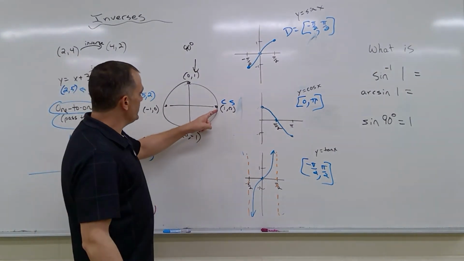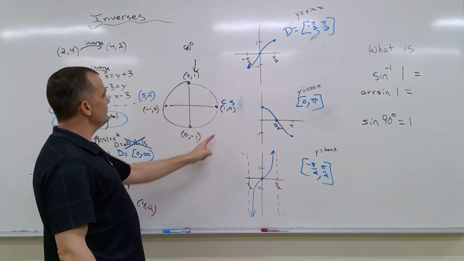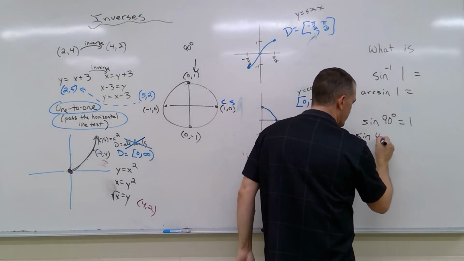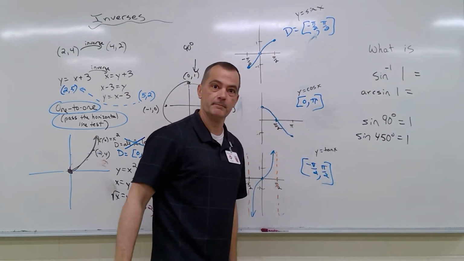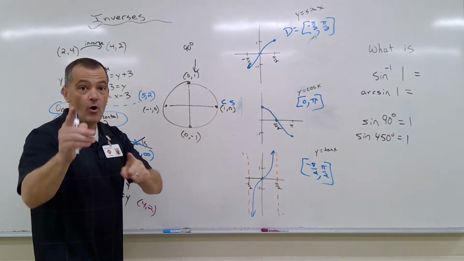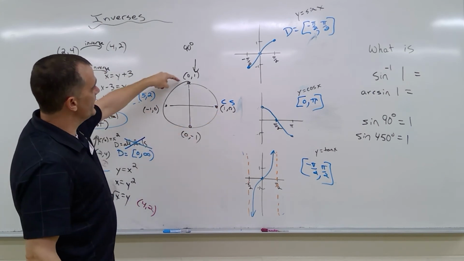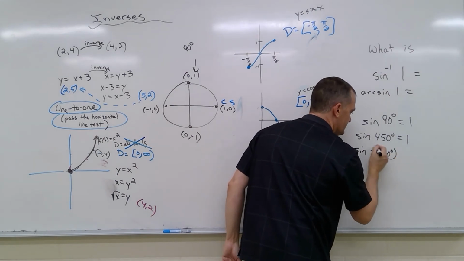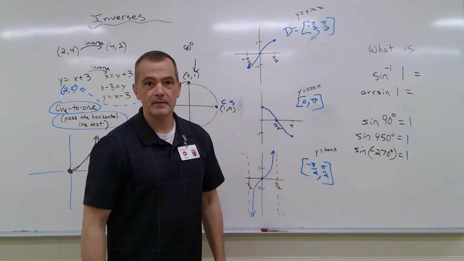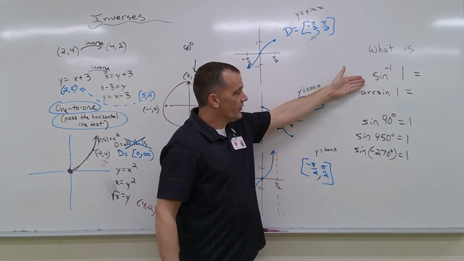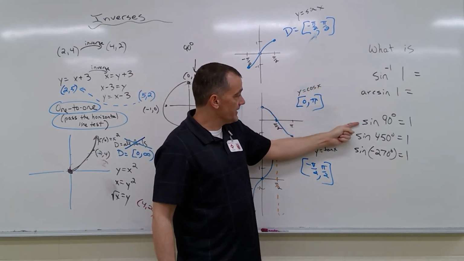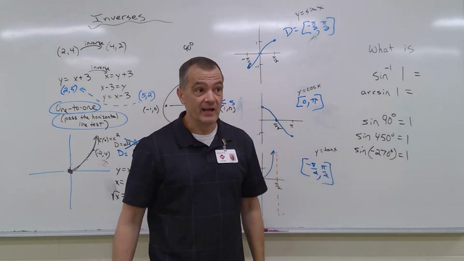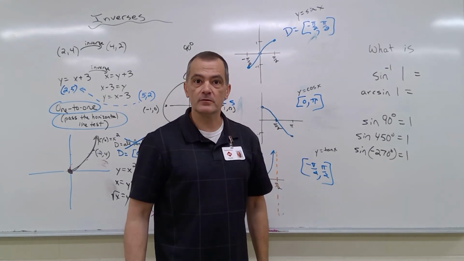But wait a second. We could also go around here to 90 and then do another 360 to it. So that would be the sine of 360 plus 90, which is 450 degrees, is also equal to 1. And then we could add another 360 to it. Or I could go here and go this direction, negative 270 degrees. The sine of negative 270 degrees is also equal to 1. So you're sitting there going, so there's more than one answer to this, because the sine of 90 is 1, the sine of 450 is 1, the sine of negative 270 is 1. No, there's only one answer.